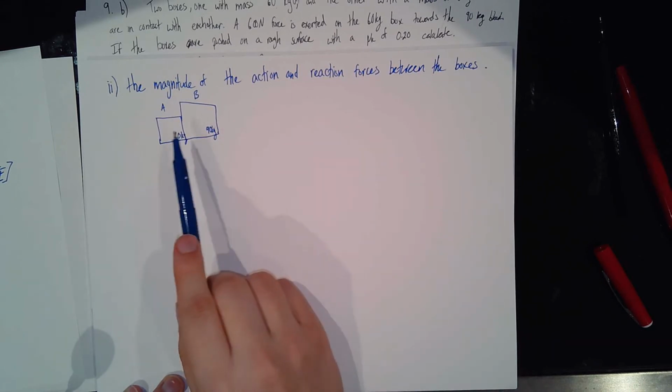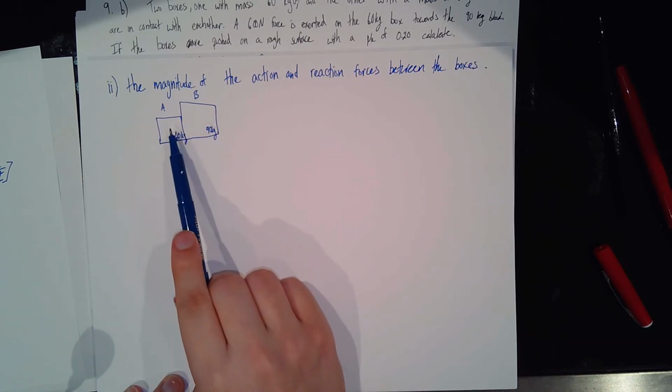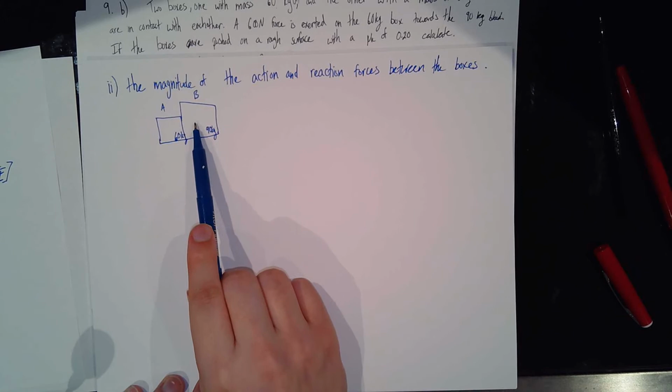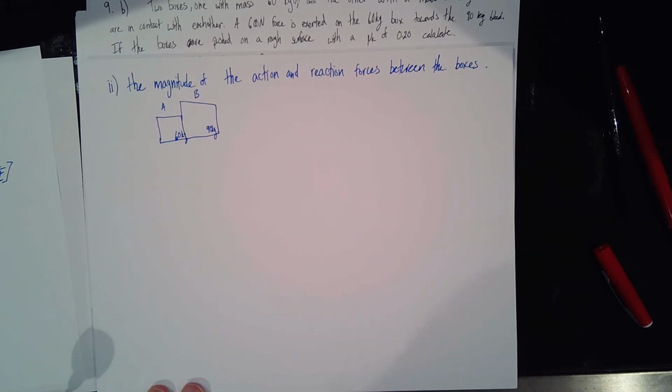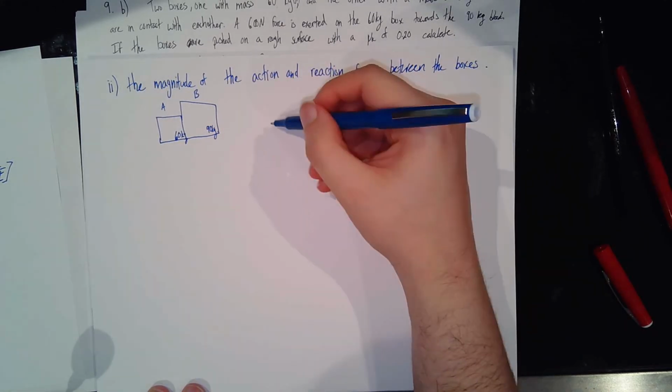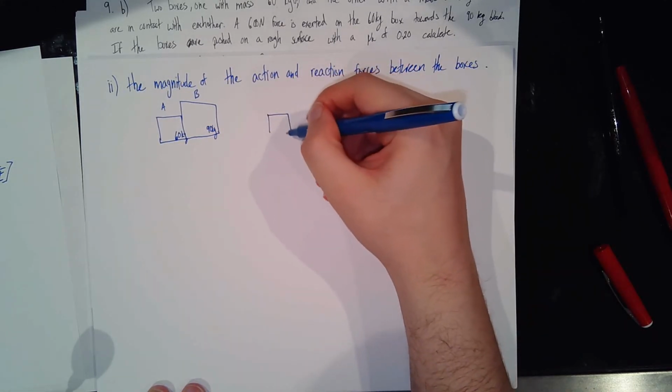And so really what it's asking us is to find the force that A puts on B and also the force that B puts on A. And remember, due to Newton's third law, those forces are going to be exactly the same. So let's draw our free body diagrams for this situation.